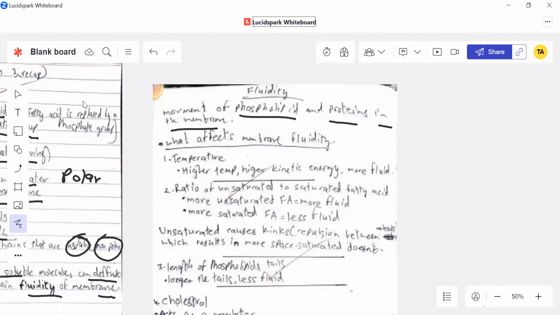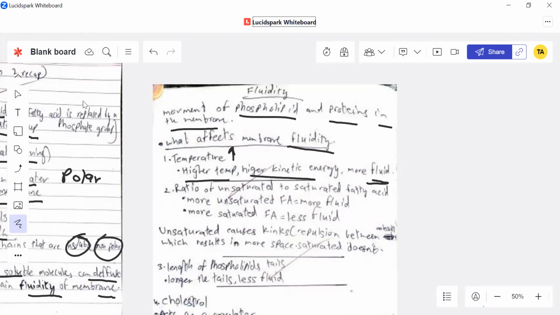And there are multiple factors that affect membrane fluidity. The number one factor is temperature. The higher the temperature, the higher the kinetic energy, and the phospholipids, the proteins, all of that would have more kinetic energy. So this will cause more fluidity. So fluidity increases as temperature increases.